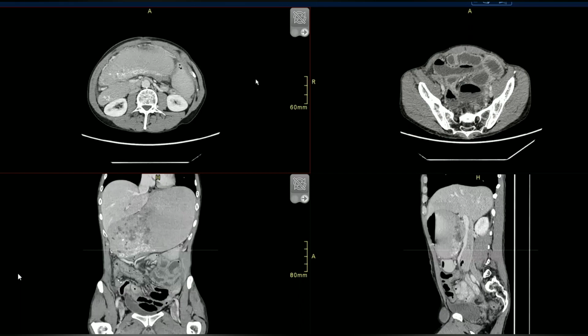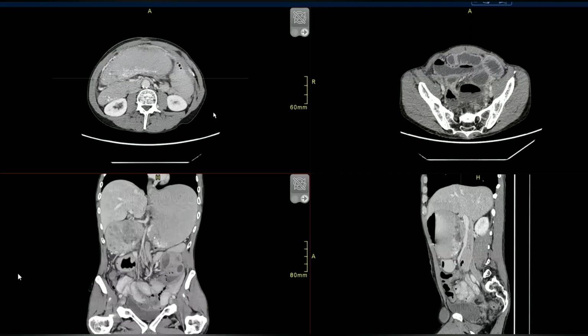Okay. The transition point is on this axial image. On this axial image, ma'am, I think the second part of the duodenum. This is the second part of the duodenum. This is the third, and then the fourth here somewhere. This probably. Yes. So, ma'am, the third one is not that.